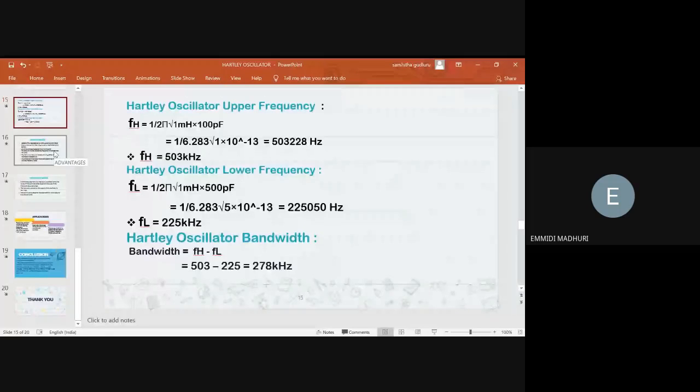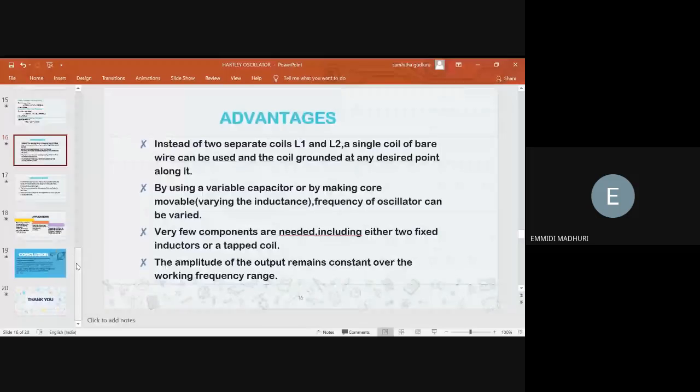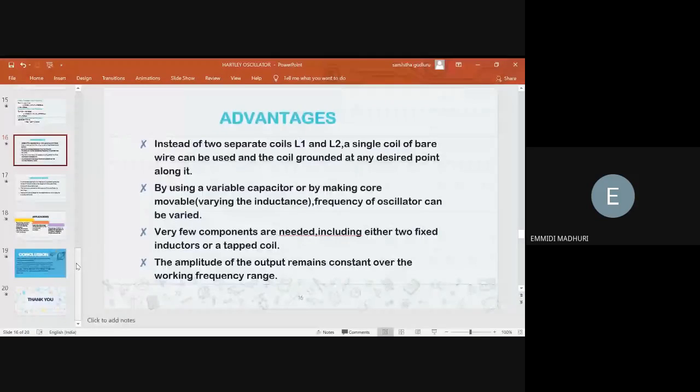Advantages are: instead of two separate coils L1 and L2, a single coil of bare wire can be used and the coil grounded at any desired point along it. Very few components are needed, including either two fixed inductors or a tapped coil. By using a variable capacitor or by a movable core varying the inductance, the frequency of the oscillator can be varied. The amplitude of the output remains constant over the working frequency range.